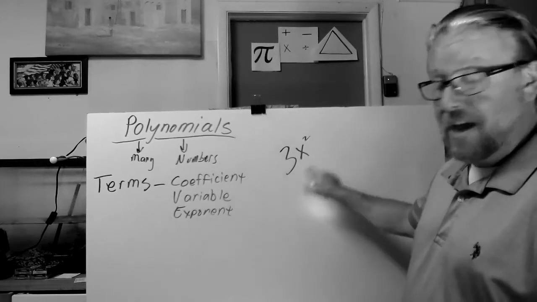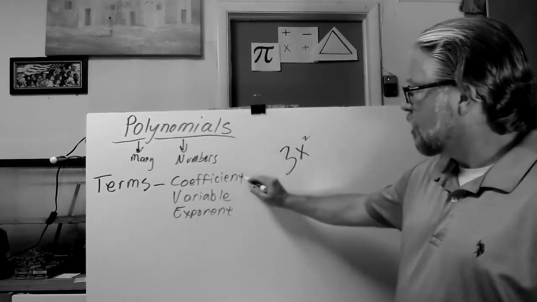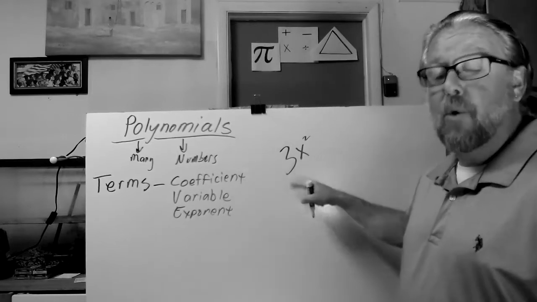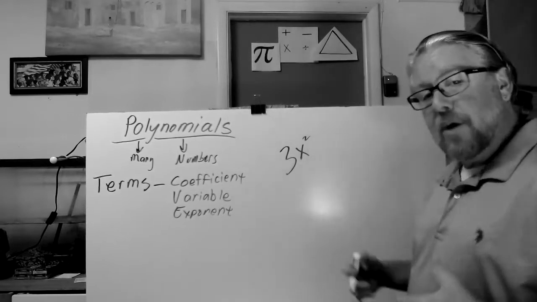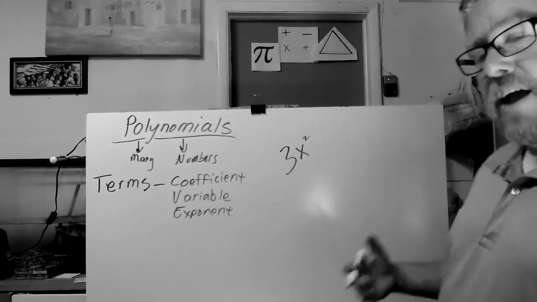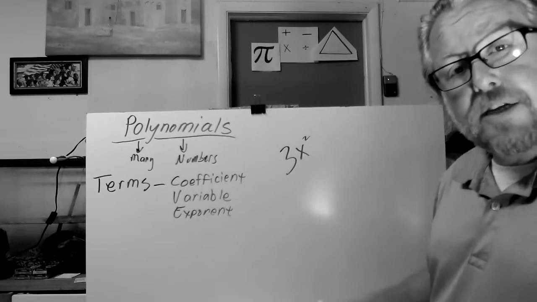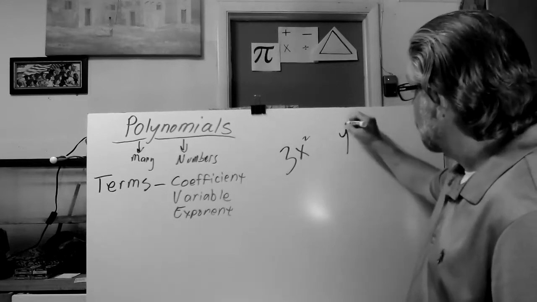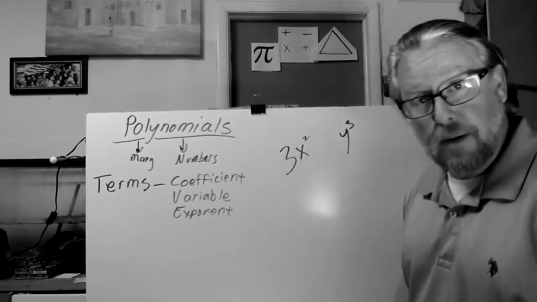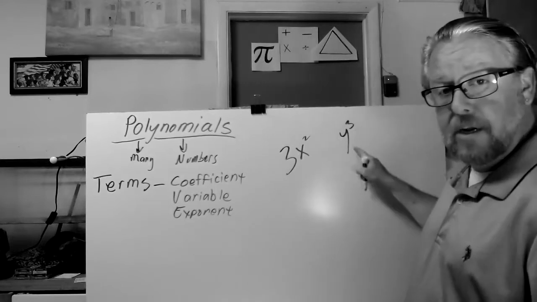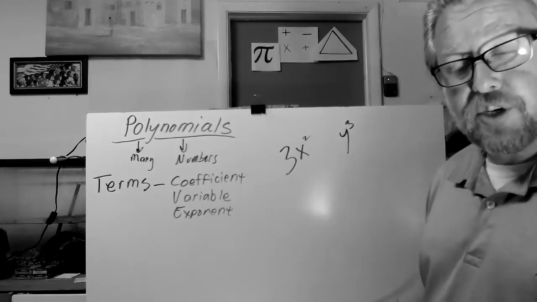Our variable is the x. And finally, the coefficient is the number at the beginning or somewhere in the term. What confuses a lot of people is that really every term has a coefficient. But a lot of times you might see something like this. Do you see a number there? I see an exponent and a variable, but I don't have a coefficient.